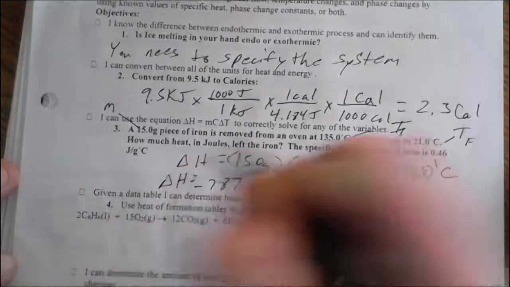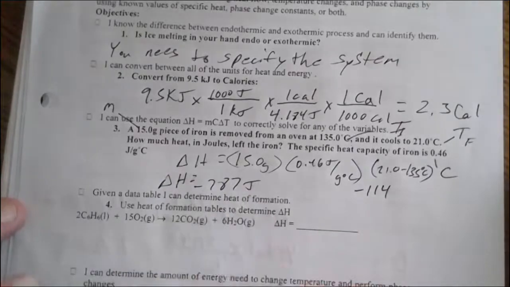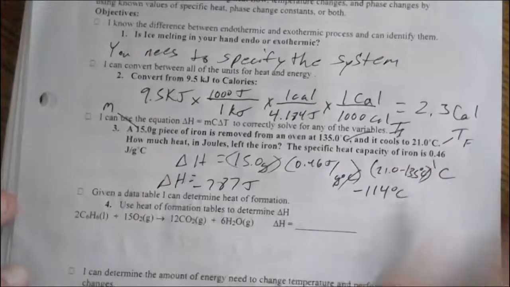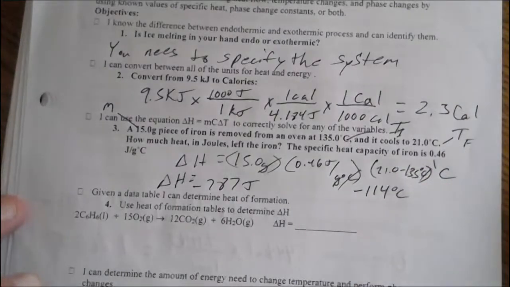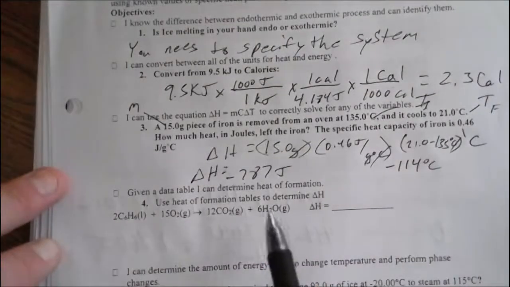So how much energy actually left the iron? We could just say 787 joules. Notice grams and degrees Celsius are going to cancel out in each of those. Algebra. Next, it says, given the data table, I can determine the heat of formation.